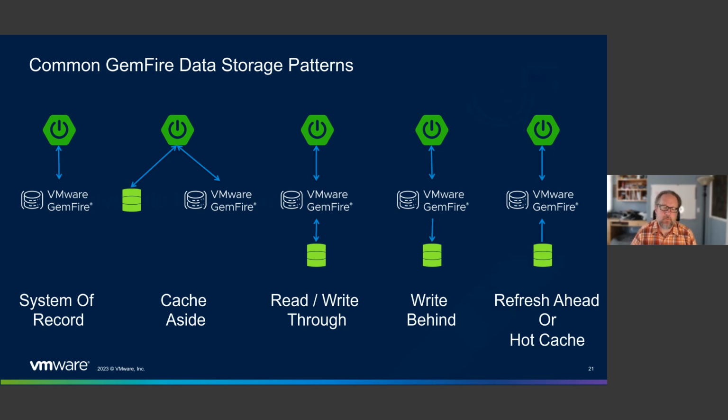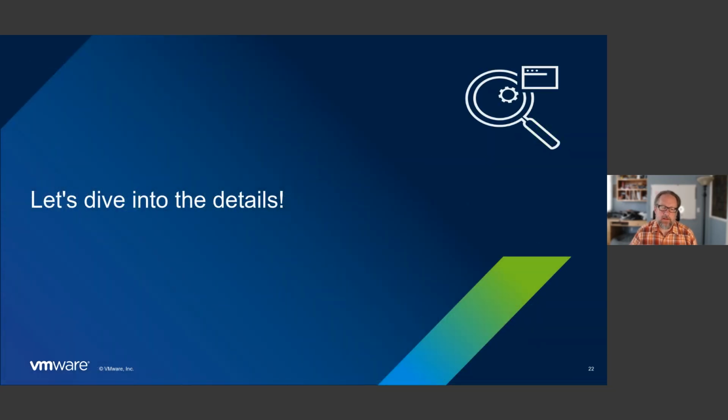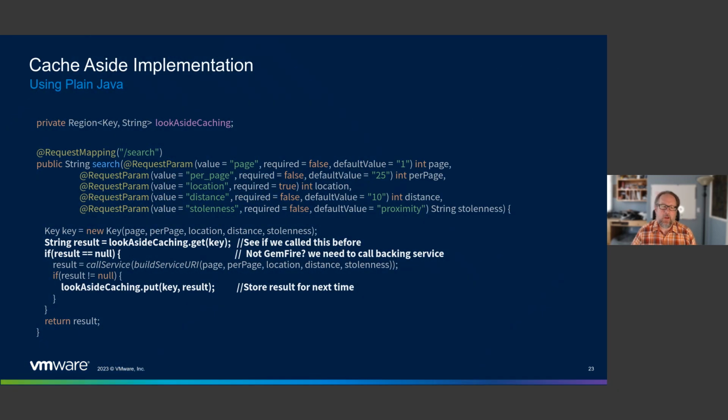All right. So I talked about that we're going to dive into some details. So let's jump into it and see how to do some of these things, right? So we talked about cache aside, and I'm going to use a couple different patterns here. So I'm doing cache aside. Let's see what it looks like. All that I'm doing is saying, hey, look-aside cache, go get my key, and I'm building up my key by my request parameters. If I don't have it, I'm going to go off and call a service on this one. I'm using a REST service.